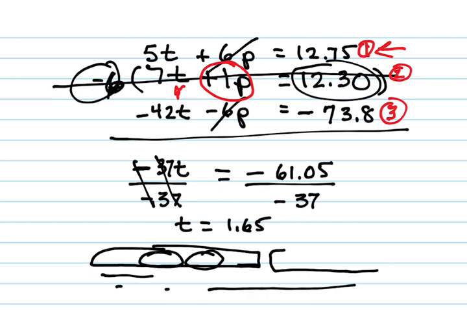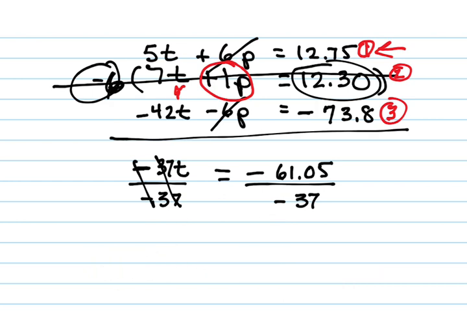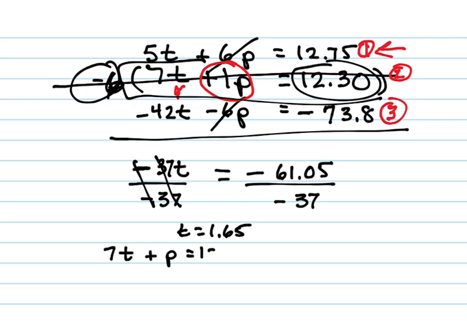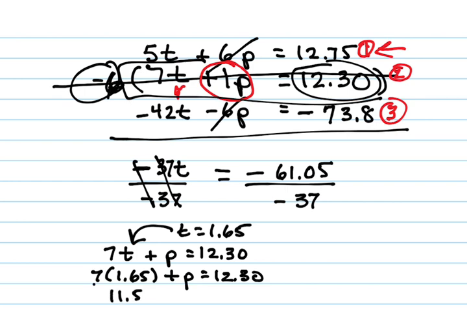The second one? Because I told you to? You don't have to. Okay. But you see the logic there. So t was 1.65, right? So in place of t in this second equation, our second equation was 7t plus p equals 1230. In place of the t, I'm simply going to put that number. So 7 times 1.65 plus p equals 1230. 7 times 1.65, someone? 11.55 plus p equals 1230.